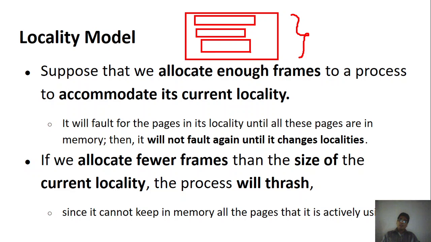If you allocate fewer frames than what is required by the locality, what happens? The process will generate a page fault. Suppose 3 pages are required for a given locality, and you just give 2 frames, what is going to happen?